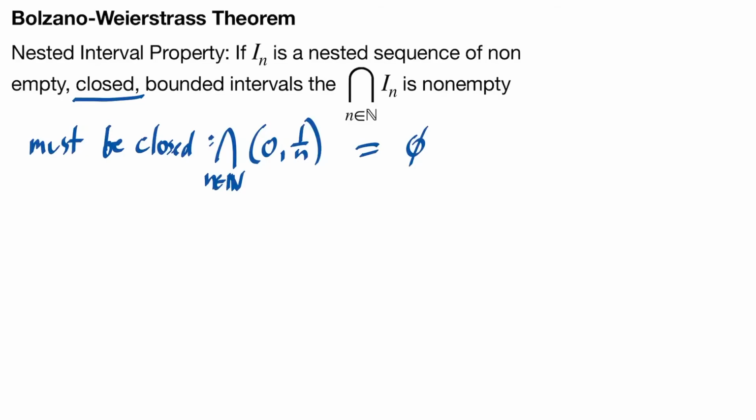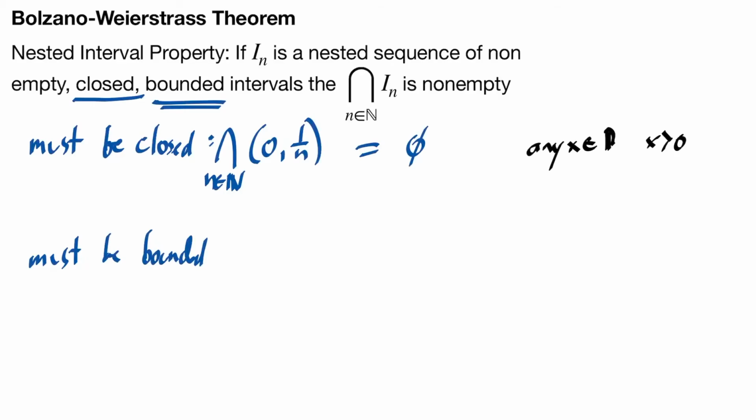If you take any positive real number x that's greater than 0, it will eventually not be in one of those. There'll eventually be a 1 over n smaller than that. So it'll fail. Okay, so they must be closed, but not only that, they must also be bounded. If you want an example for not bounded, we could do n to infinity.